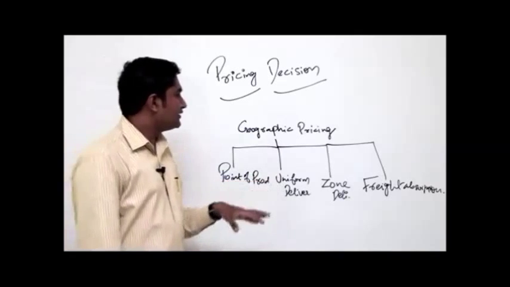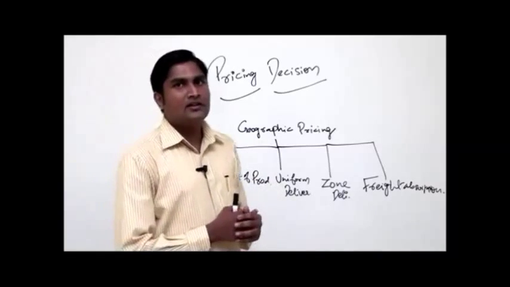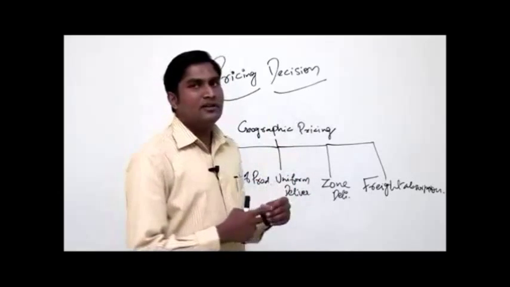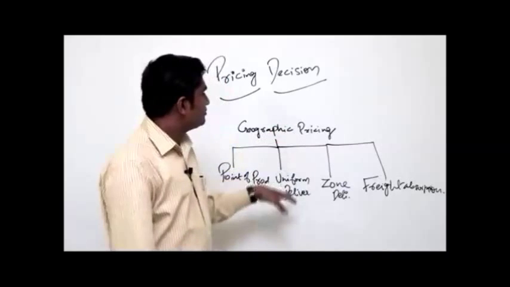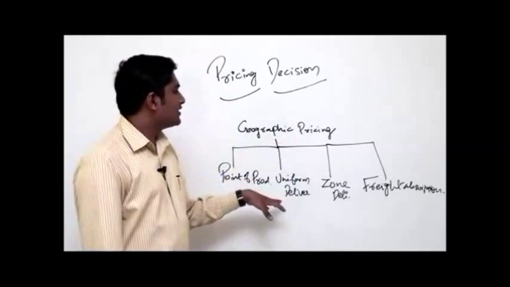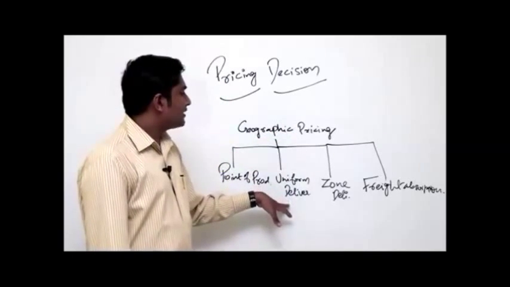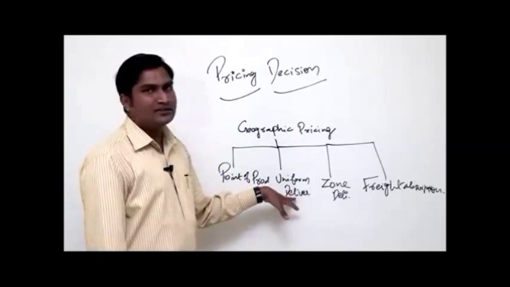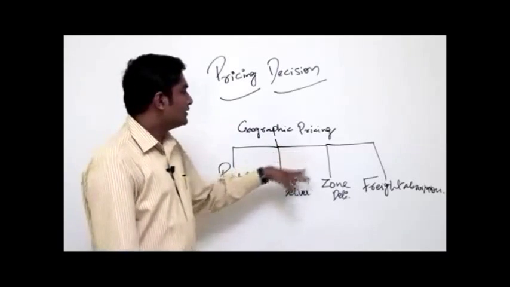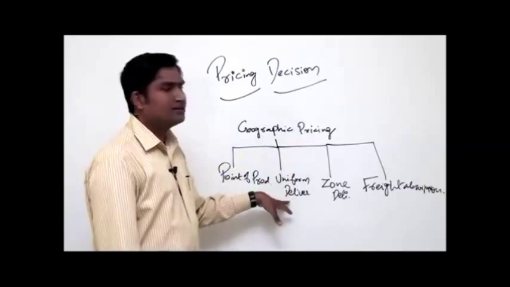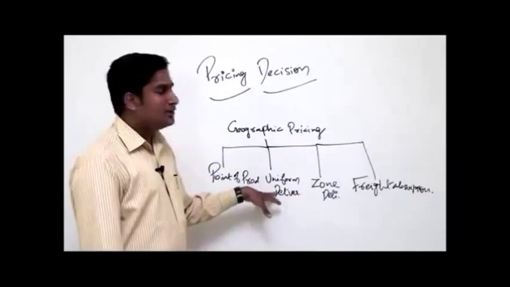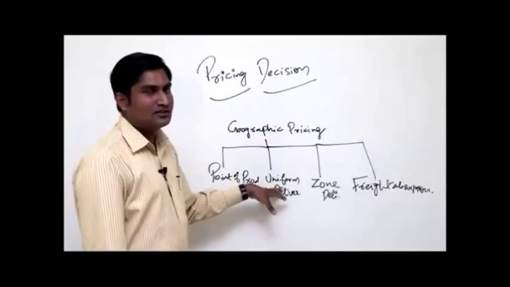In the second method, uniform delivery, the total equalized freight will be divided along with the price equally, and the firm can distribute the same product at the same price to every customer irrespective of geographical situation, across the whole area. So here also geographic factors don't affect our price, and the price will be uniform throughout the states.